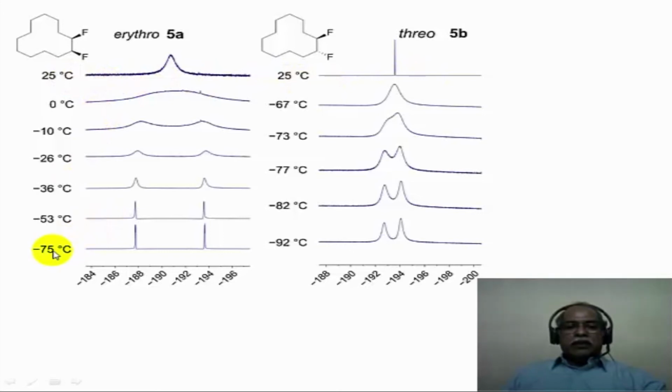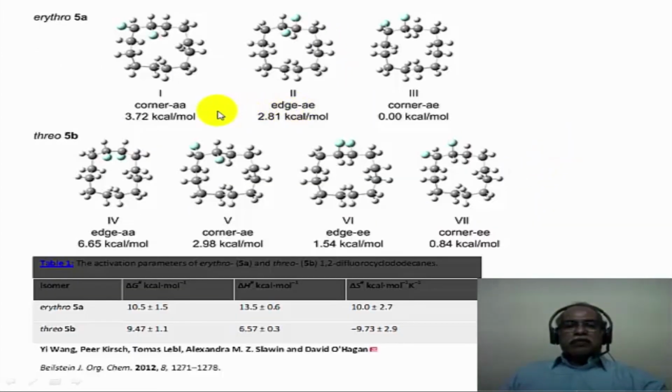When you cool it to very low temperatures, minus 75 in the case of erythro and minus 92 in the case of threo, the signal splits into two singlets because these two fluorines are now distinguishable with respect to each other. So one can see two fluorines separately. One probably corresponds to an axial kind of position, the other corresponds to an equatorial kind of position. Similarly, in these molecules also the two fluorines become distinguishable, and that is the reason you see two signals here. This has been theoretically calculated for the number of various conformations that are present in this molecule.